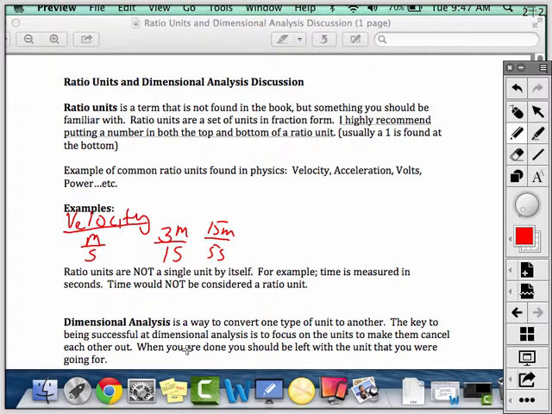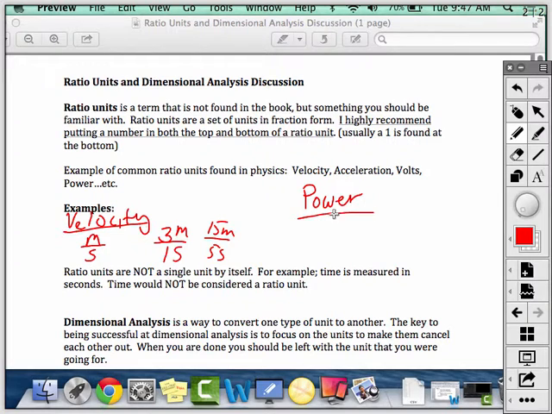A lot of times students will go through a whole year of physics and they never will have an understanding of what velocity is actually telling them. And that's why I think ratio units are so powerful. If you can get your mind wrapped around this idea that velocity is how many meters I'm traveling for every second, it kind of helps you understand what the numbers are saying and what the units are saying. Another good example of a ratio unit is power.